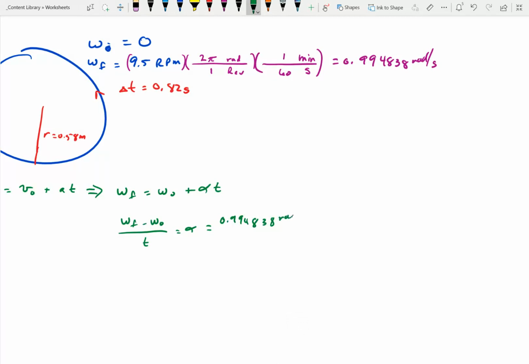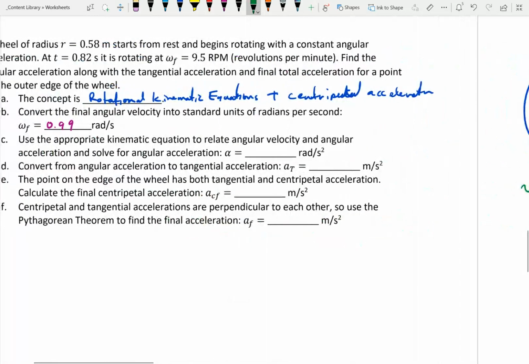0.994838 rads per second minus 0 divided by 0.82 seconds. And so just popping that in the old calculator, you get 1.213 radians per second squared. So 1.2 to appropriate significant digits.